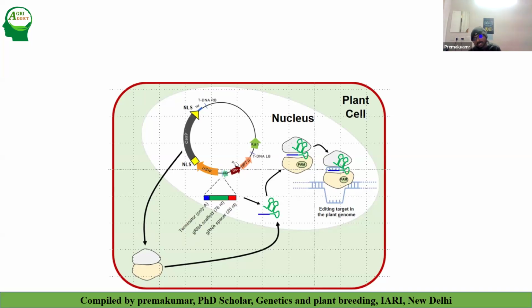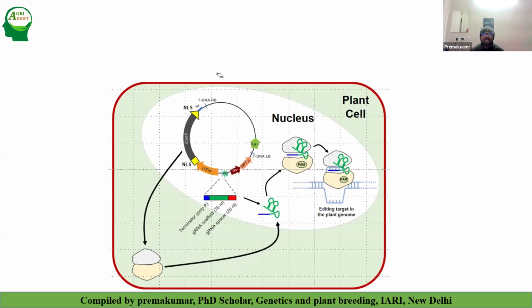It means the expression vector should contain your promoter. The promoter will transcribe all these genes, the Cas9 gene and this one, and you should also have a terminator. Here you have the terminator. Then you have the T-DNA, and all these things should be included within which region of the Ti plasmid? The T-DNA region. Yes, the T-DNA region means it should be between the left border and the right border.